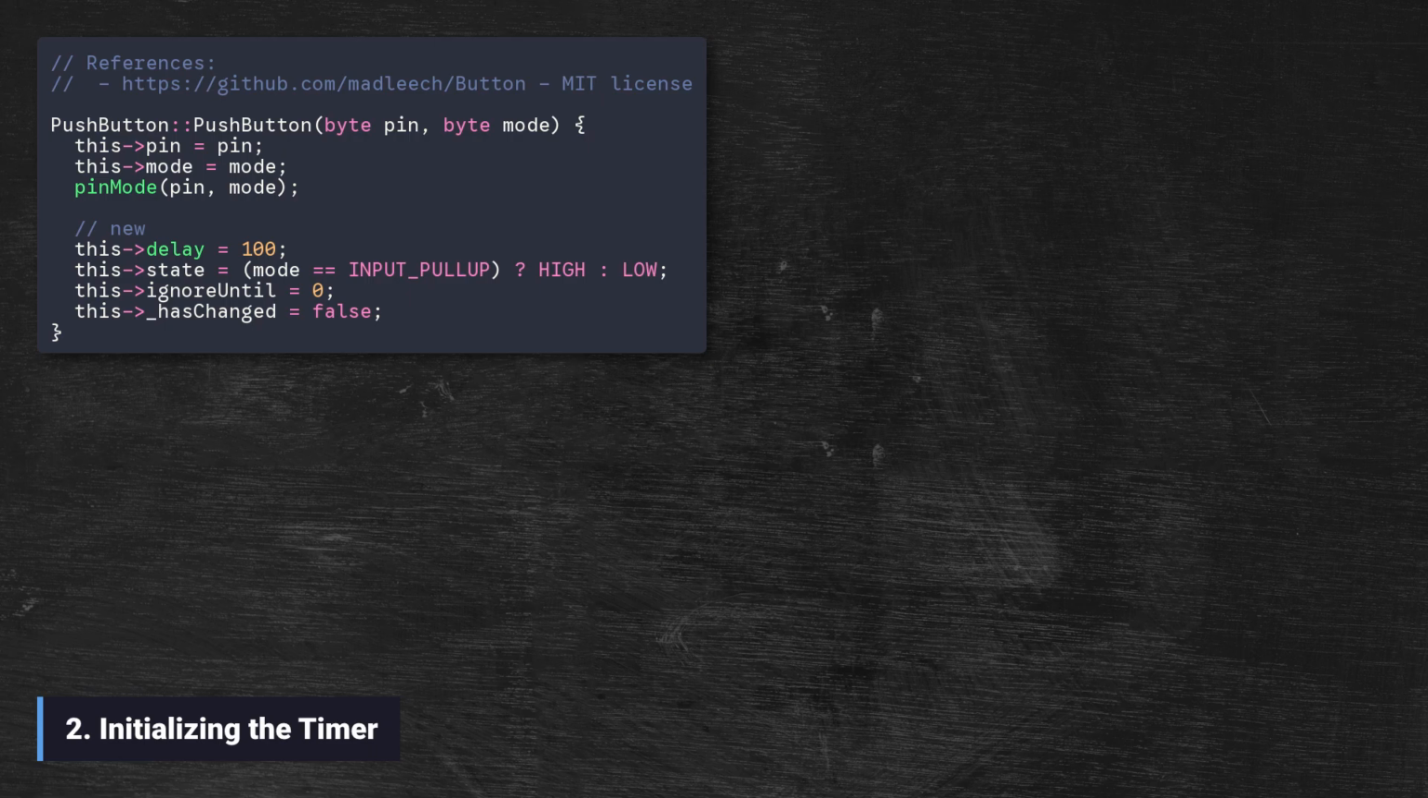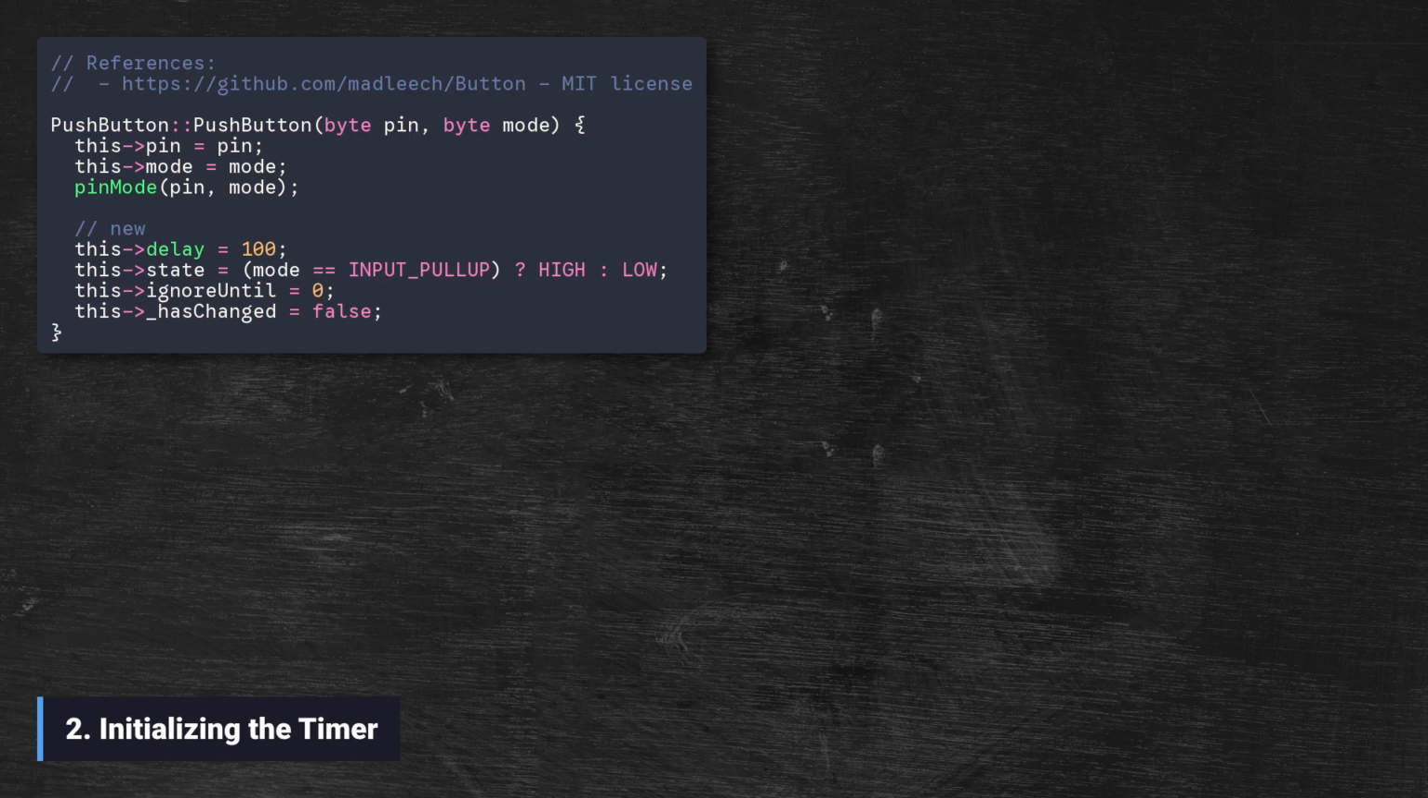State equals the idle state. This line is crucial for defining the idle, rest state of the button. If using INPUT_PULLUP, the microcontroller uses an internal pull-up resistor, so the pin sits at HIGH when the button is not pressed. If using INPUT, typically with an external pull-down, the pin sits at LOW when at rest. ignoreUntil equals 0, initializes the lockout timestamp to 0.